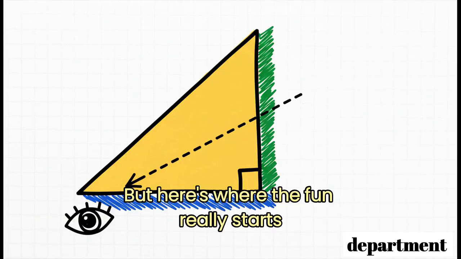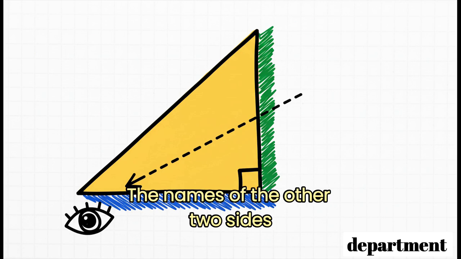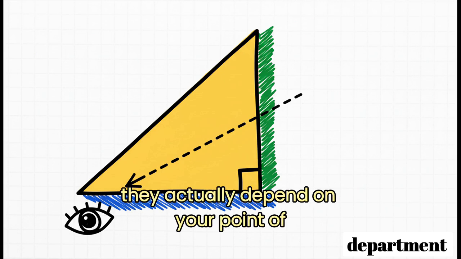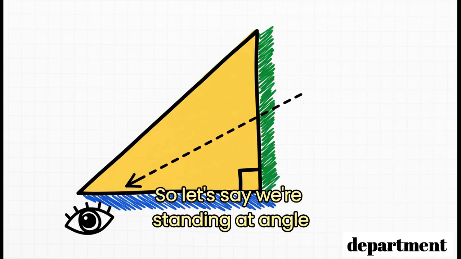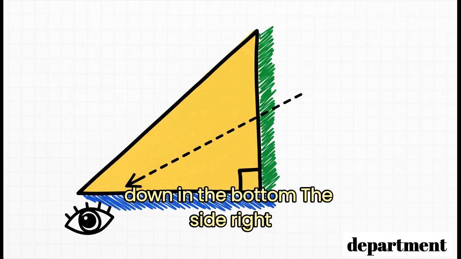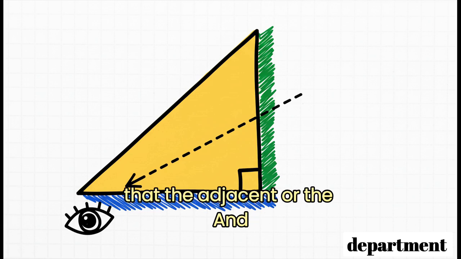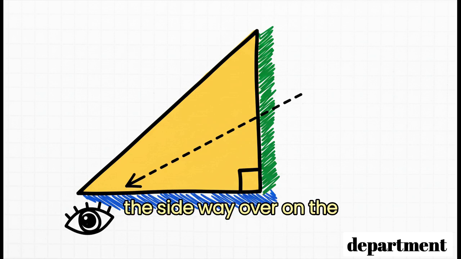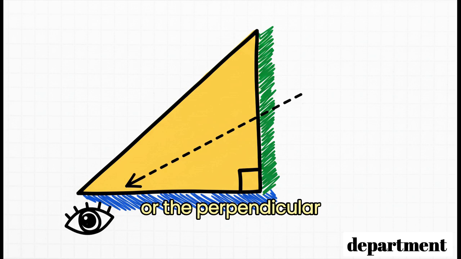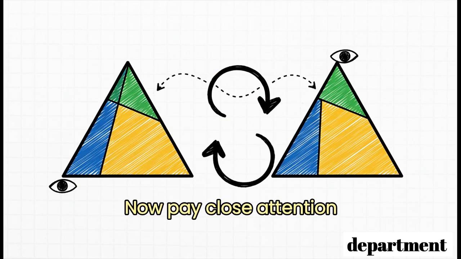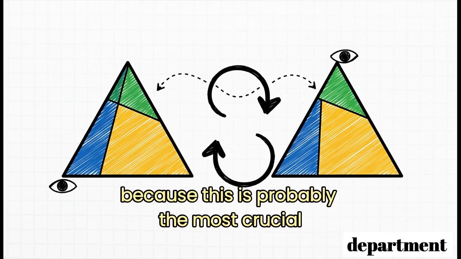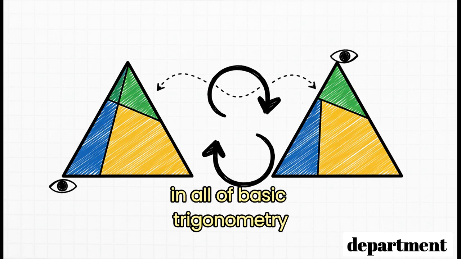But here's where the fun really starts. The names of the other two sides, they actually depend on your point of view. So let's say we're standing at angle A, down in the bottom corner. The side that's right next to us, touching our angle, we call that the adjacent side, or the base. And the side that's way over on the other side of the triangle, across from us, that's the opposite side, or the perpendicular.